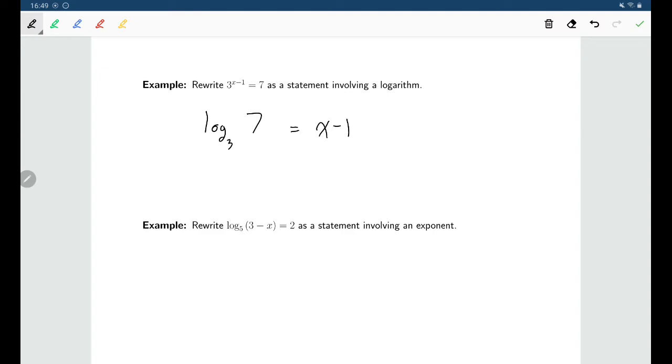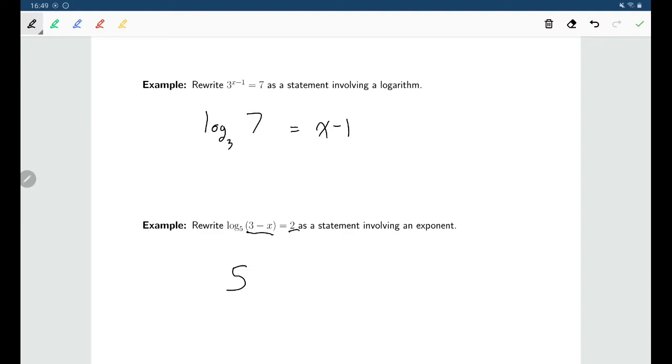Same sort of thing with the last one here. We have log base 5 of 3 minus x equals 2, and you want to rewrite it as an exponential equation. So that means instead of log base 5, it'll be 5 to the power of. It'll be the same base, but we're going to switch our input and our output.